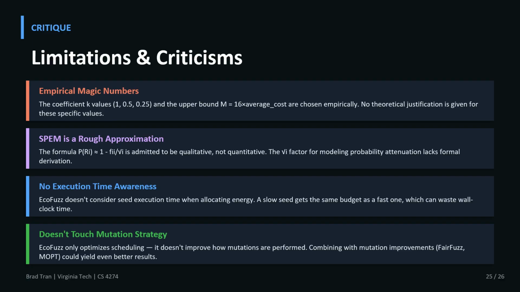Fourth, EcoFuzz only optimizes the scheduling side, seed selection and energy allocation. It doesn't modify mutation strategies at all. FairFuzz and MOPT optimize mutation, but EcoFuzz optimizes scheduling. Combining both seems like an obvious next step, but the paper doesn't evaluate this. The authors mention reinforcement learning as future work, but that hasn't materialized in a follow-up publication as far as I can tell.